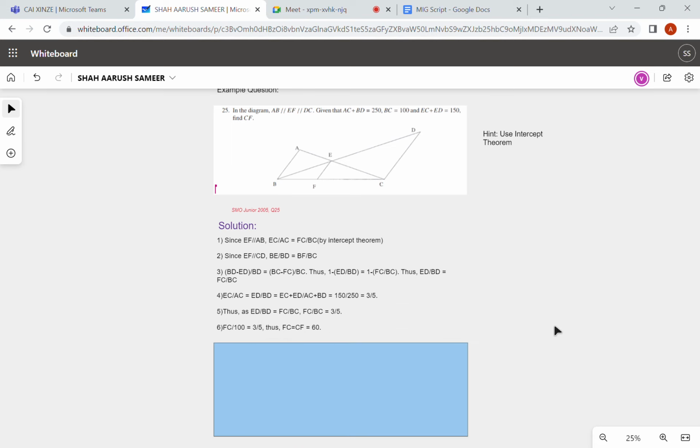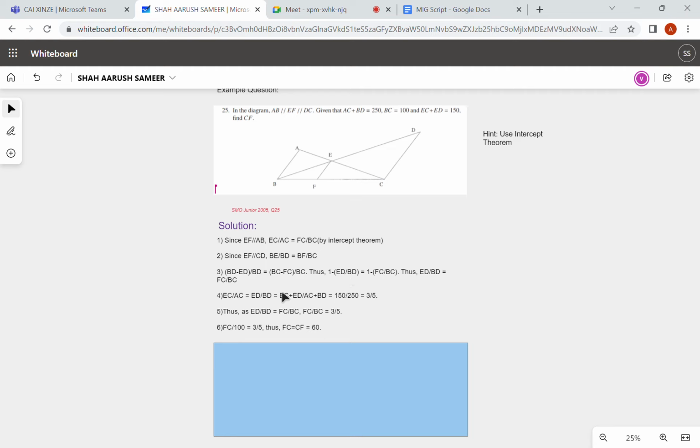Okay, so continuing from where Naveen left off, we can see that EC over AC is equal to ED over BD, as mentioned earlier, because we want to make use of ED over BD is equal to FC over BC to find a ratio which could help us solve the problem. So EC over AC is equal to ED over BD, which is equal to EC plus ED over AC plus BD. You can take note that adding ED and BD to these does not affect the ratio, as A plus B over C plus D gives the same ratio.